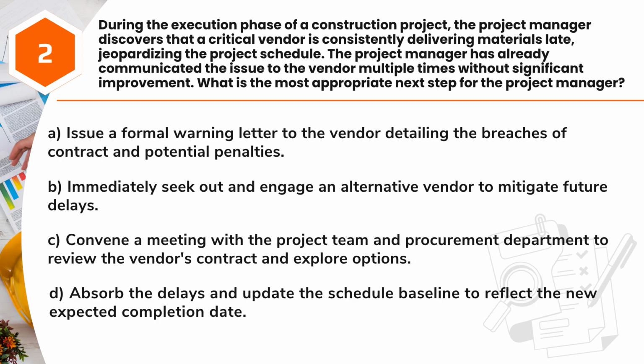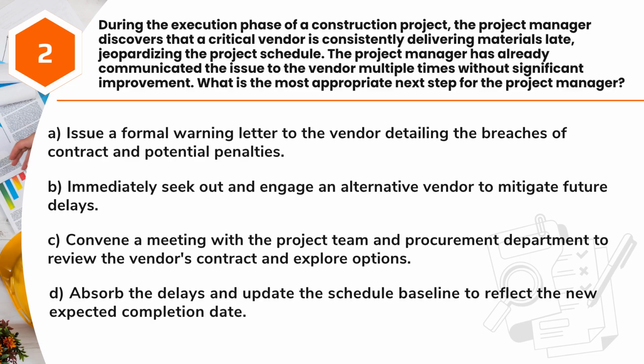Question 2. During the execution phase of a construction project, the project manager discovers that a critical vendor is consistently delivering materials late, jeopardizing the project schedule. The project manager has already communicated the issue to the vendor multiple times without significant improvement. What is the most appropriate next step for the project manager?